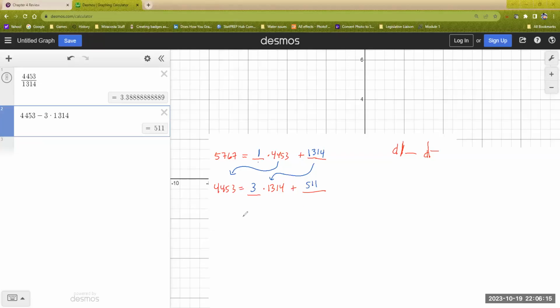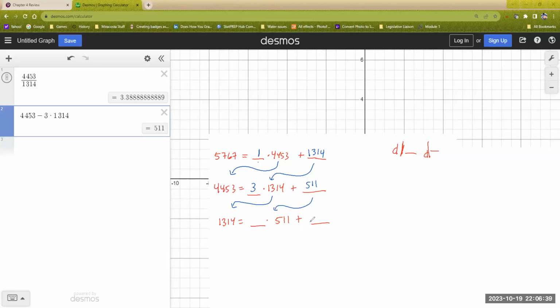Okay, so next, what do I bring down? Bring down the 1314, bring down the 511. So 1314 is equal to a certain number of 511s. And again, at any stage, I could stop if I happen to see a number that divides all of those perfectly. I don't see one right away, so I'm going to keep going.